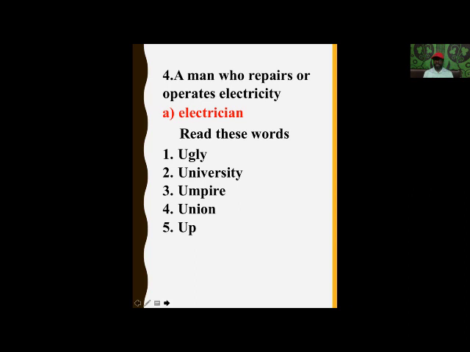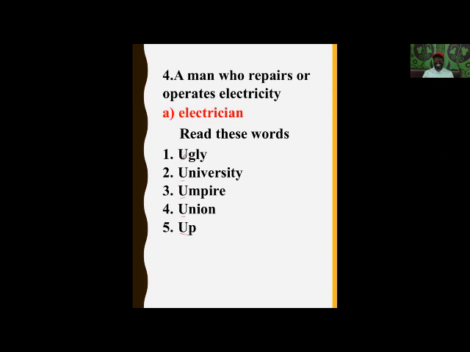We continue. Read these words. Number 1. Repeat after me. Ugly. University. Umpire. Union. Up. I want you to see that all these words begin with letter U. Number 1, letter U, letter U, letter U. But the reading is different.